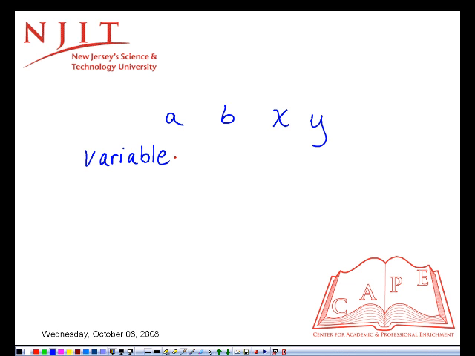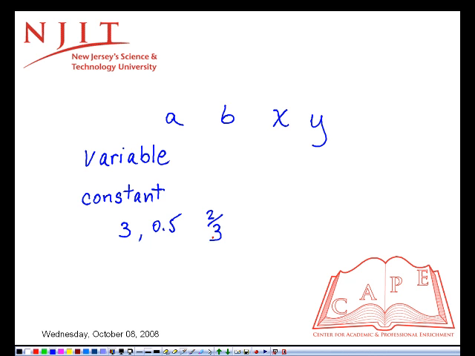Now, there are certain letters or numbers that don't change in algebra, and those are called constants. Constants can be numbers such as 3.5, 2/3, any number that is fixed that is independent of the algebraic operations going on.